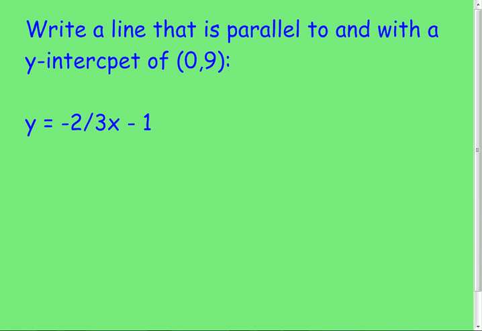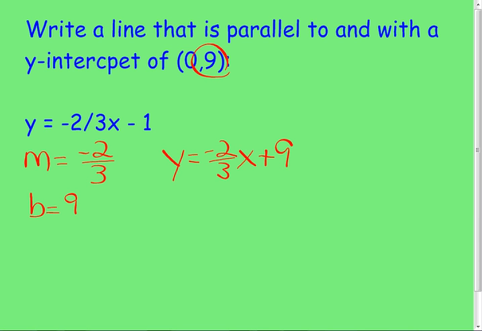Write the equation of a line that is parallel. It has a y-intercept of 9. What's my slope going to be? No, you're close. It's not 23 though. It's -2/3. Maybe you didn't see the fraction bar. And what's my new y-intercept? Not -1, but 9. So y equals -2/3 x plus 9. That's all we're doing. We're not even graphing these things.